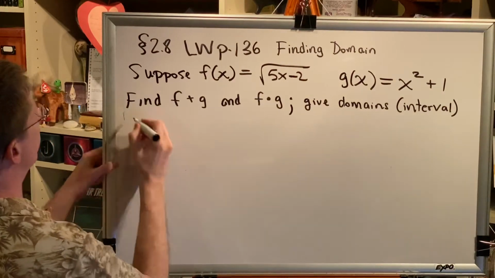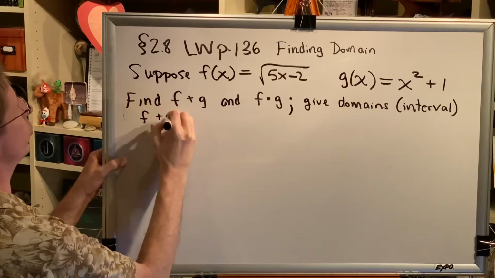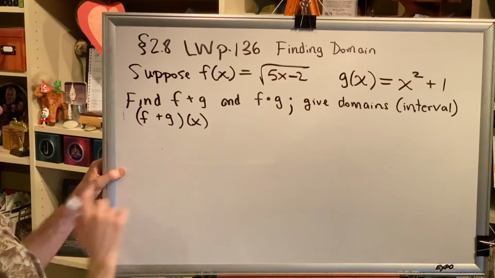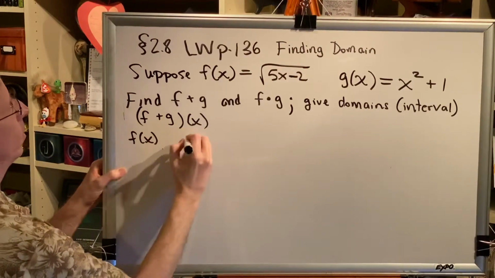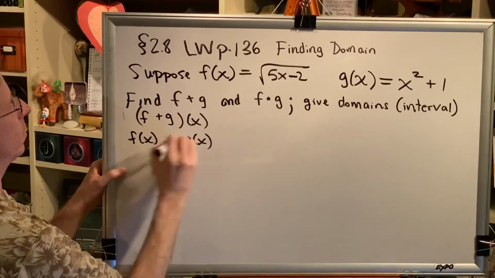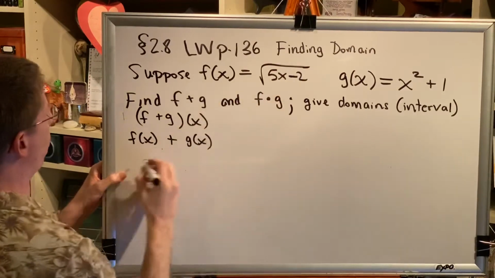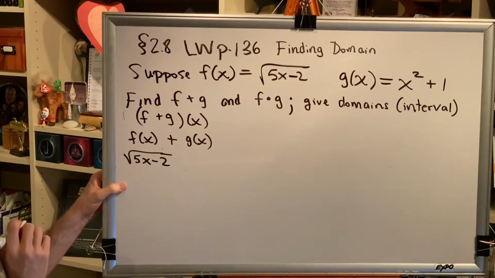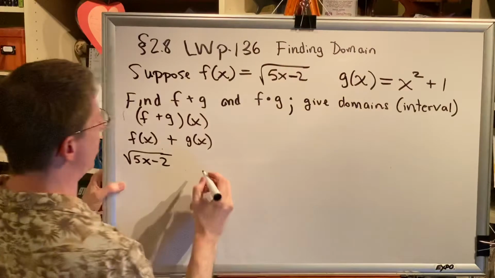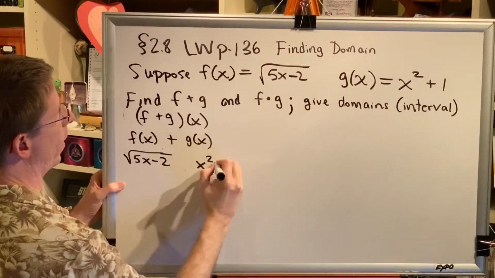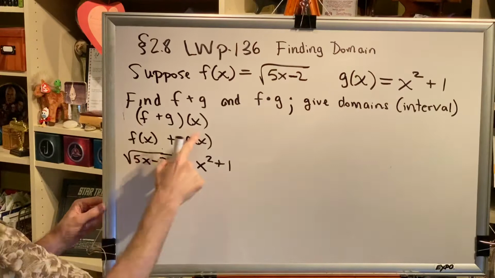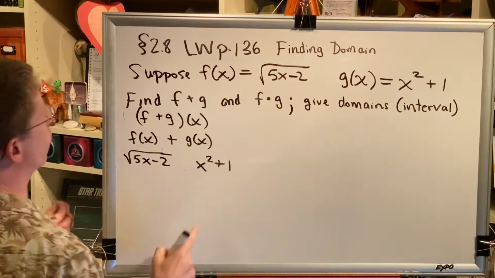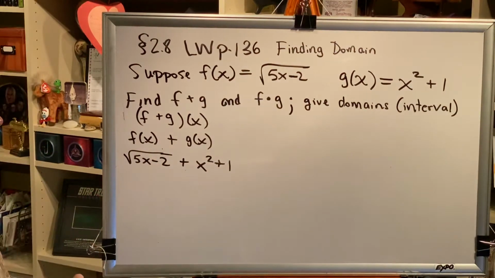F plus g, so that's the same thing as f plus g of x, because both f and g are functions of x. This means f of x, g of x, added together. Replacing f of x with what it equals in the problem, we get the principal square root of the difference 5x minus 2. Replacing g of x with what it equals in the problem, we have x squared plus 1. Neither one of these things has a multiplier, a subtractor, or an exponent, so we don't need parentheses for either one. We can just put a plus sign in between them.